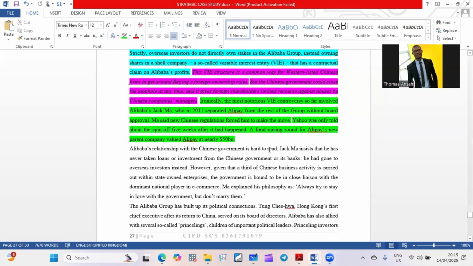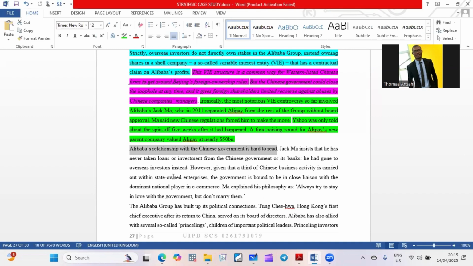Alibaba's relationship with the Chinese government is hard to read. Way you're politically affiliated, it's hard to read. Jack Ma insists that he has never taken loans or investment from the Chinese government or its banks. He had gone to the overseas investors instead. However, given that a third of Chinese business activity is carried out within the state's own enterprises, the government is bound to be in close liaison with the dominant national player of e-commerce.